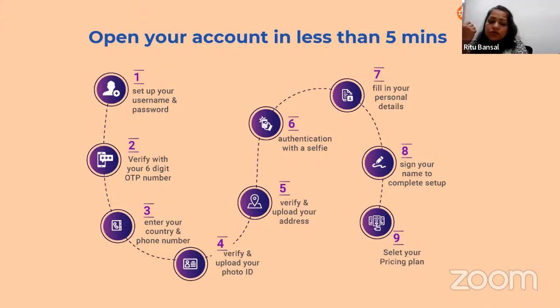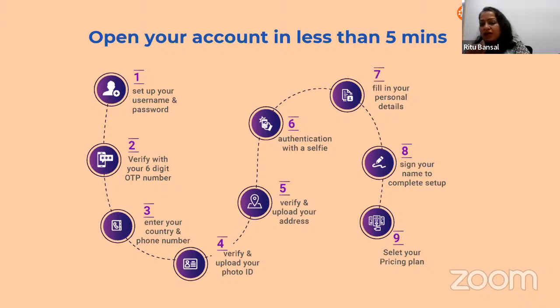So I've talked about the benefits of investing in US markets, but how easy is it? We started by saying that Stockle was the pioneer in bringing the ease of investing in global markets, but how easy is it? It takes 5 minutes for you to open your account and 15 minutes for us to approve your account. So how do you open?